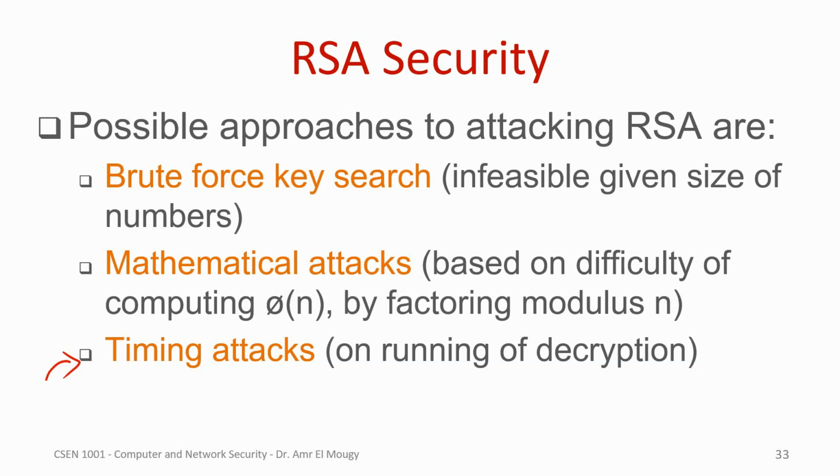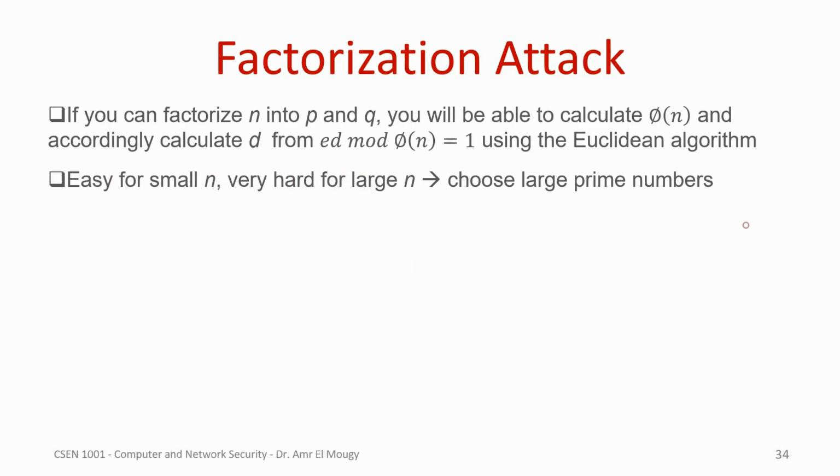However, the more popular attacks on RSA are mathematical in nature. And the most well-known attack is the factorization attack. Basically, if you want to obtain the private key D, you have to use this equation: ED mod phi n is equal to 1.